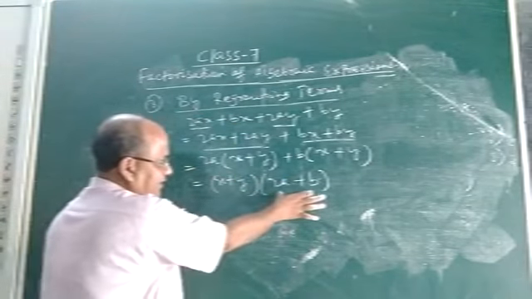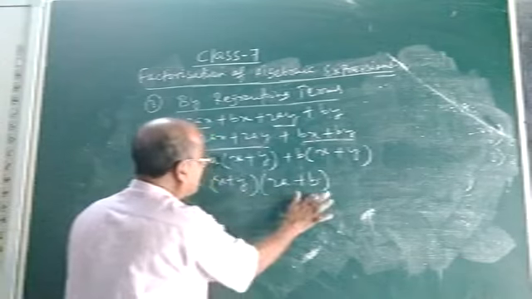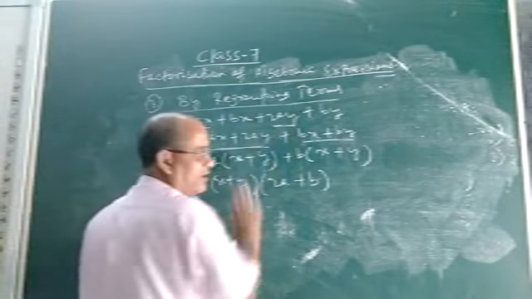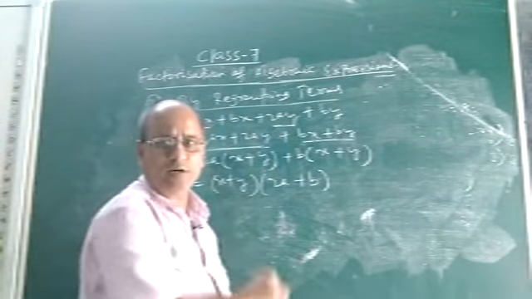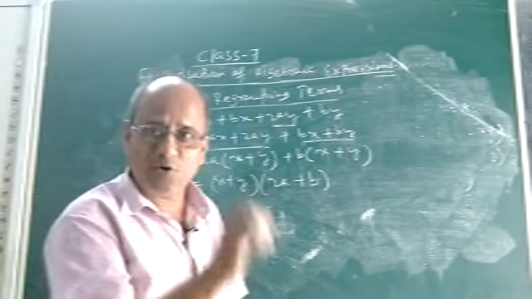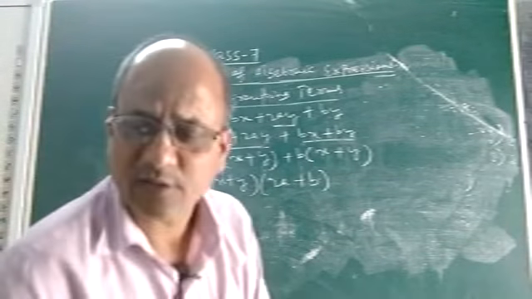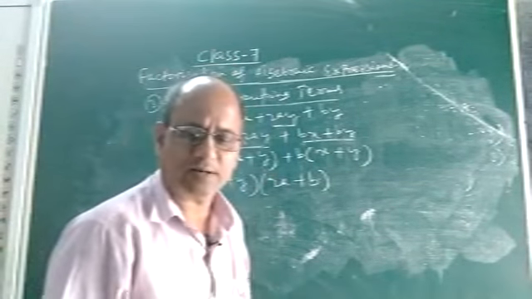So x plus y into 2a plus b, this is the complete factorization of this quadrinomial, or this algebraic expression. So how did we factorize this quadrinomial? By regrouping. I hope you understood. Let me discuss one more example so that you will understand the thing better.